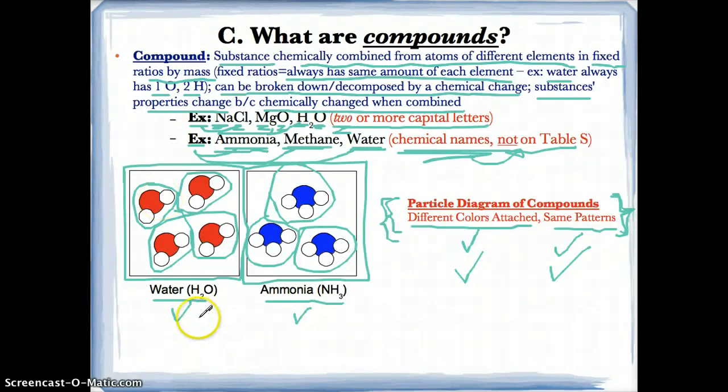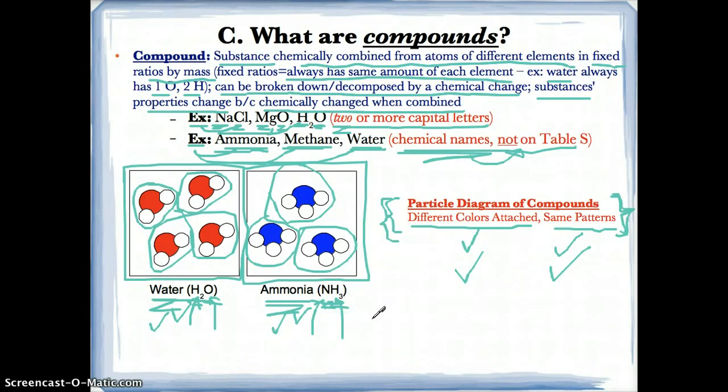And let me just analyze water or H2O and ammonia or NH3 in terms of their chemical names and their chemical symbols. So first of all, in terms of chemical names, we know water and ammonia, as I just stated before, are not listed on Table S, and they sound chemistry-ish. Since they're not listed in Table S, they're definitely compounds. In terms of telling them apart symbolically from elements, we can see that H2O and NH3 are compounds. How do we know? Each one of these has two or more capital letters. The two capital letters in H2O are capital H and capital O, so we know it's a compound. For NH3, we have two capital letters, capital N and capital H, so that's how we know it's a compound.